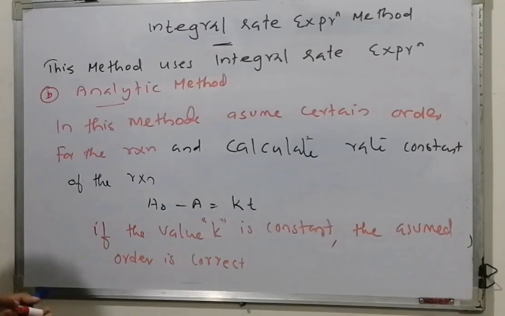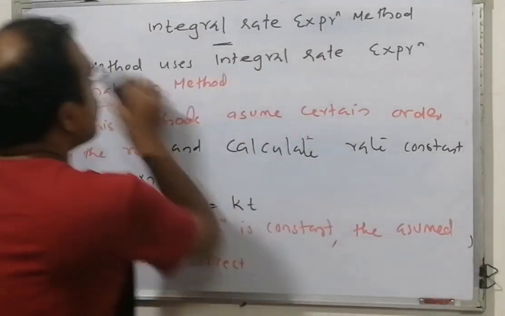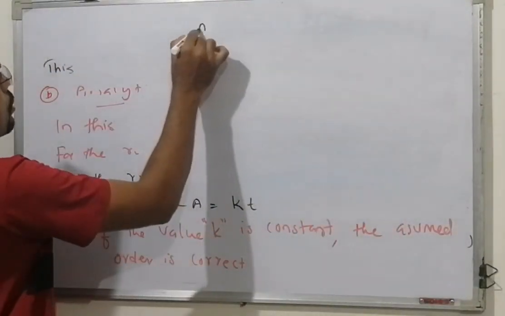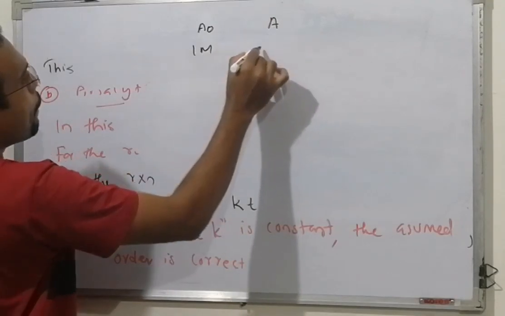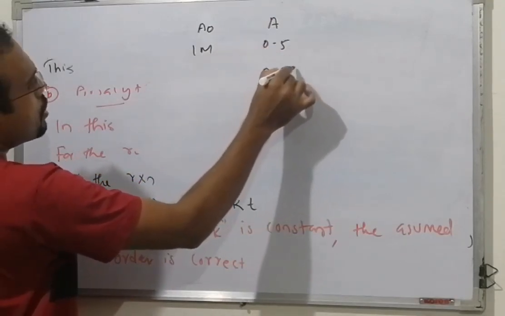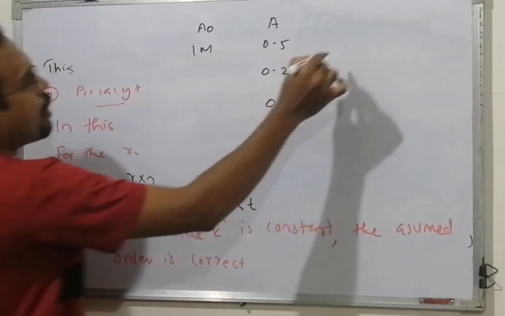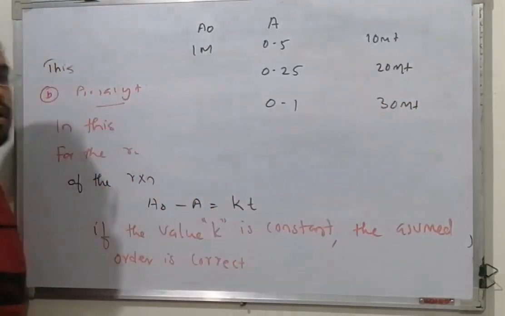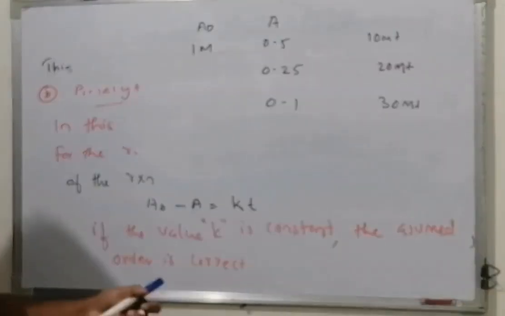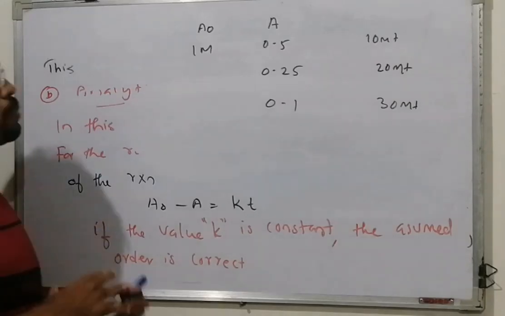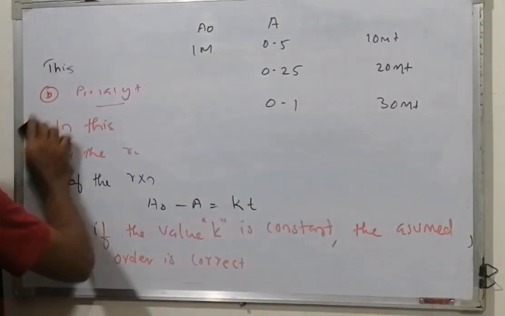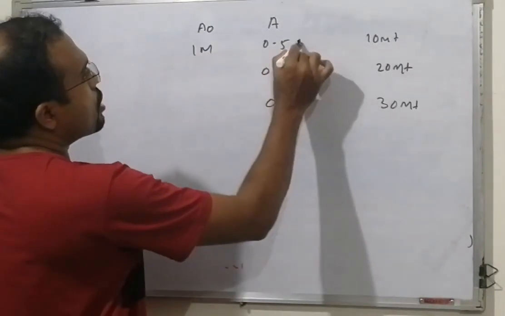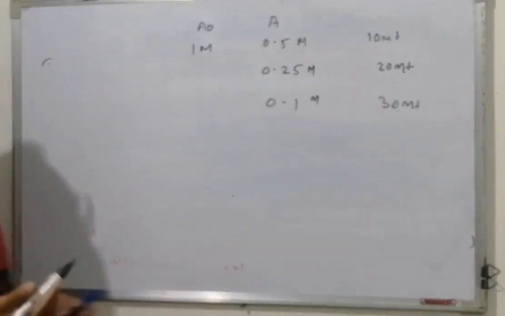Okay, I will tell you, suppose you are given initial concentration 1 molar, 0.5, 0.25, 0.1 at 10 minutes, 20 minutes, 30 minutes. Now you have been asked, from initial concentration 1 molar, the concentration of reactant has been changed to 0.5 molar, 0.25 molar, 0.05 molar at different time intervals. Okay, then what is the order of that reaction?